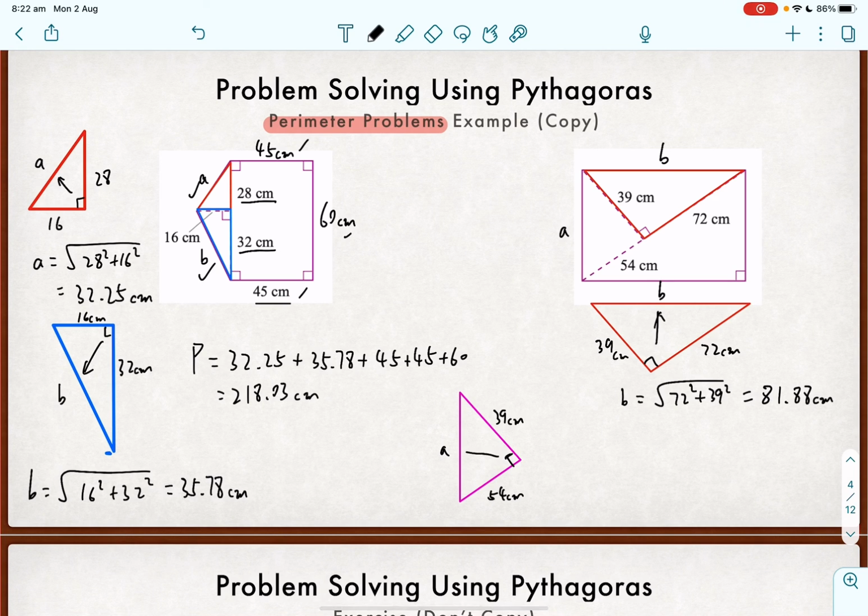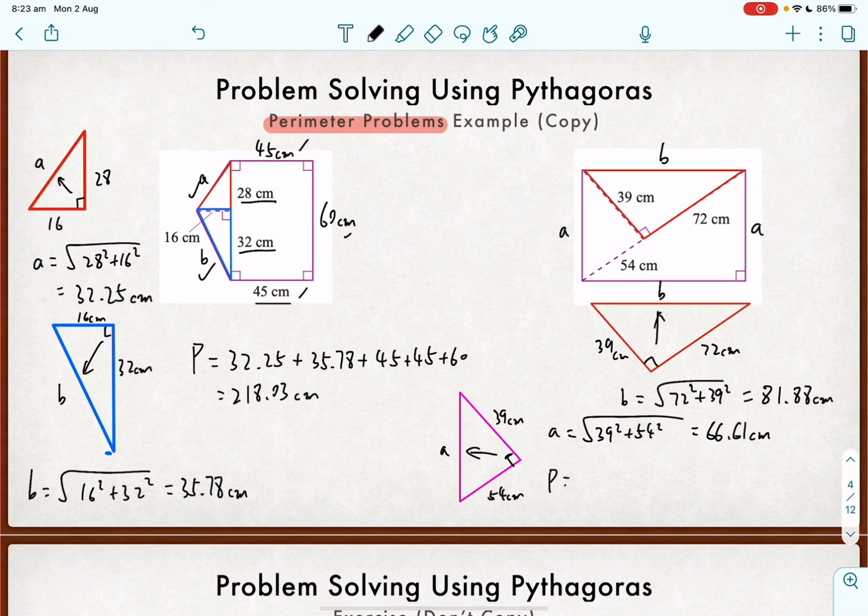You can use the other one. So you can use the bottom triangle, the big triangle as well, but I'm just going to use a smaller one. Okay, so A is unknown, so the opposite of the triangle is unknown. So A equals square root of 39 squared plus 54 squared. Okay, so 39 squared plus 54 squared. So it will be 66.61 centimeters.